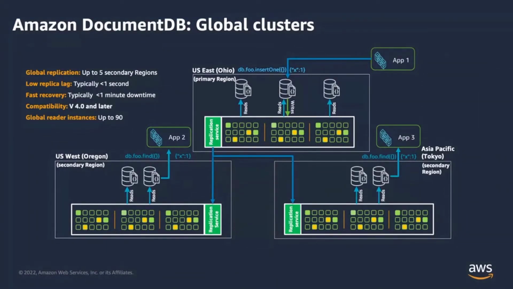And when you deploy global clusters to all 5 AWS regions, like 5 secondary regions and 1 primary region, the maximum number of reader instances you can have across the globe is 90. So this will allow you to scale your reads globally. As you can see in the slide, application 1 writes data to the primary region in the global cluster, and application 2 reads the data from the secondary region. Could be Tokyo, could be Oregon, or could be any other secondary region that you have added to the global cluster.